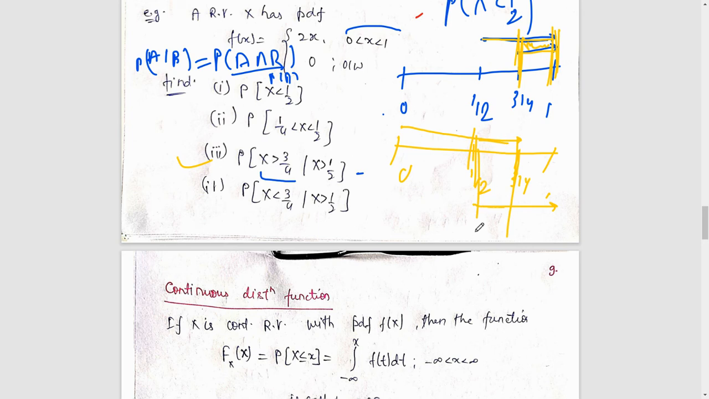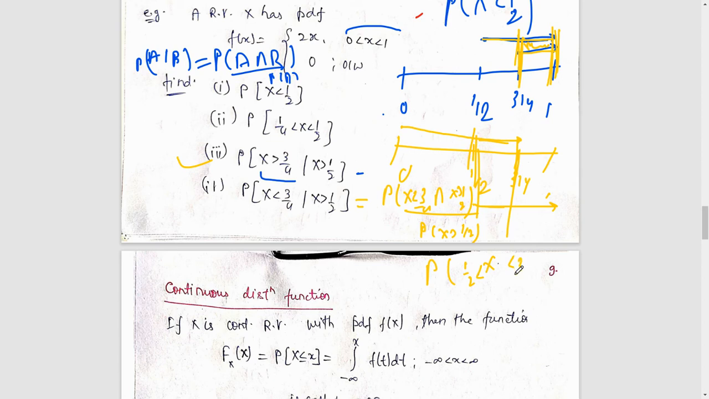This part is common between both the distributions. So this intersection will translate into the probability of x less than 3/4 intersection x greater than 1/2, divided by the probability of x greater than 1/2. And this particular thing will be translated into the probability that x is between 1/2 and 3/4.